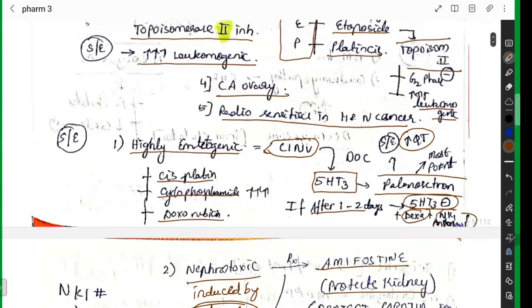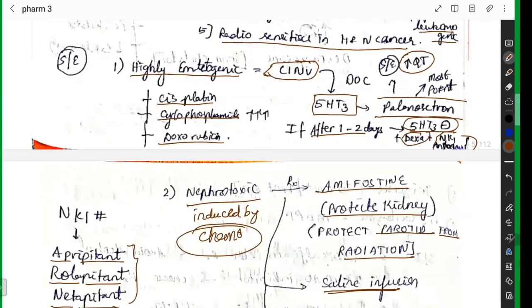These are the side effects of your platinum containing compound. Clear, right? Now we are going to move towards the third one, anti-tumor antibiotic. I told you in the first itself, you have only 3 compounds which are going to be non-cell cycle dependent.